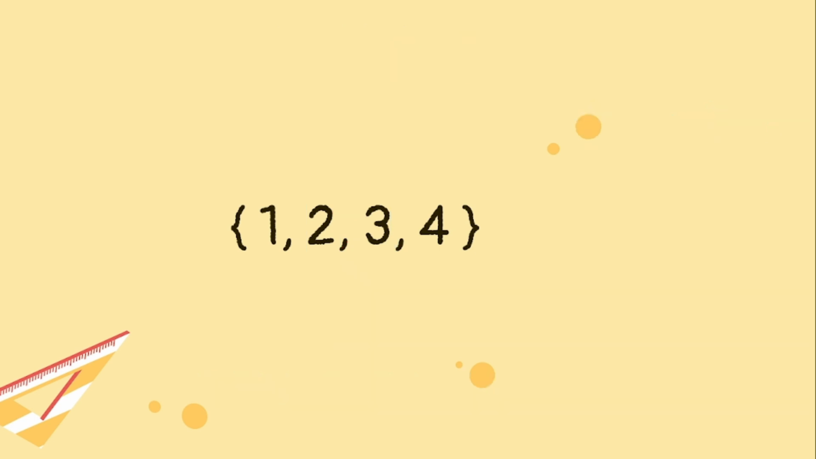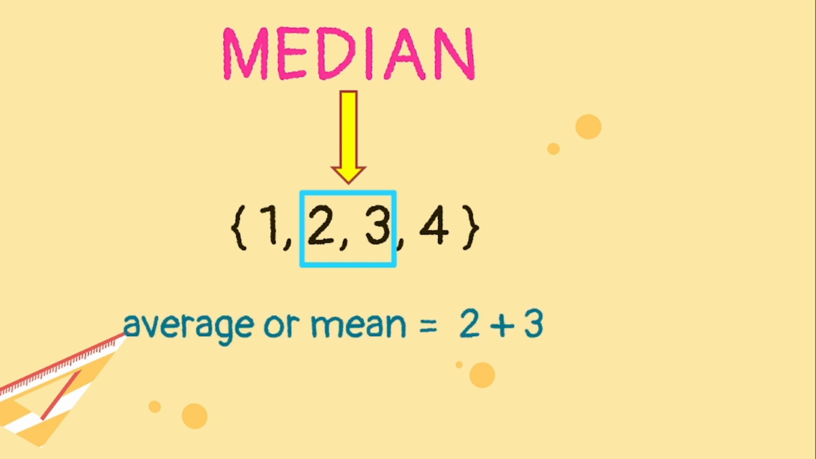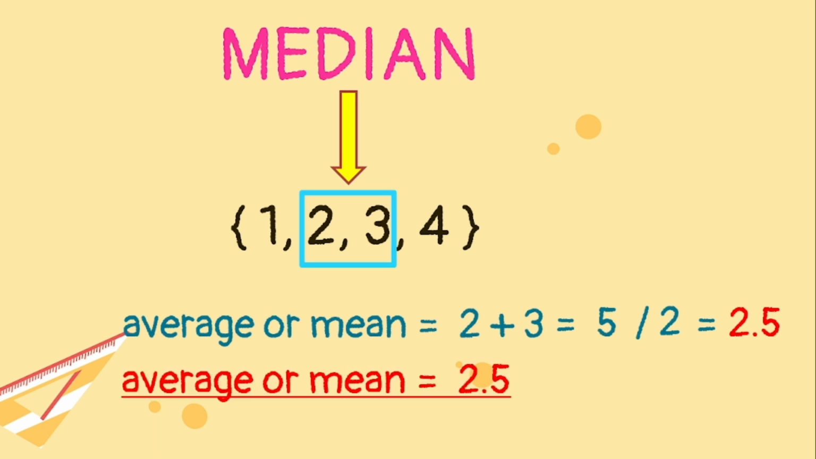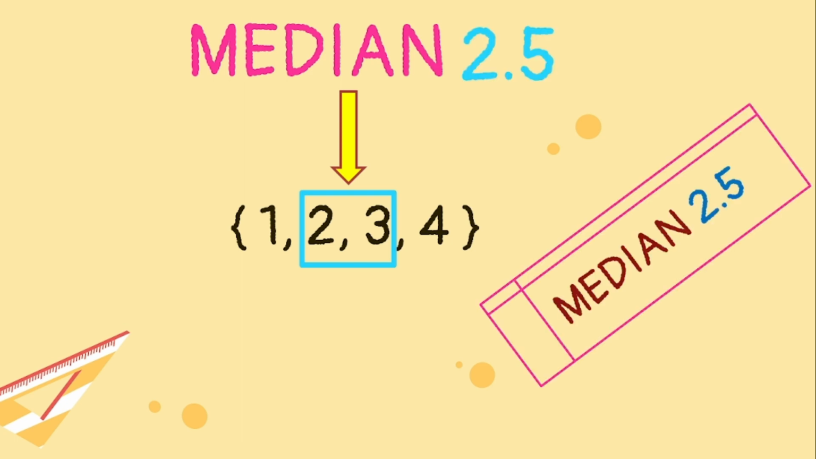In this set 1, 2, 3, 4, we need to take the middle two members, 2 and 3, and find the mean or average of these two numbers. We can do that by adding 2 and 3. 2 plus 3 is equal to 5, and 5 divided by 2 is 2.5. So the average of the two middle numbers is 2.5. That's the median of the dataset, which is 2.5.